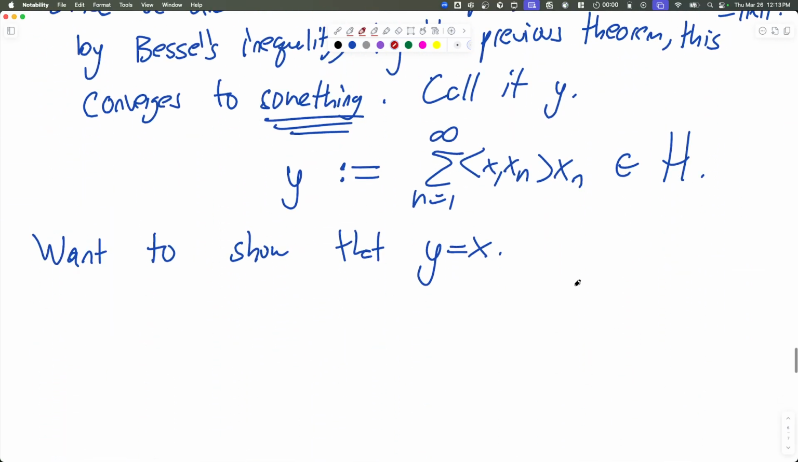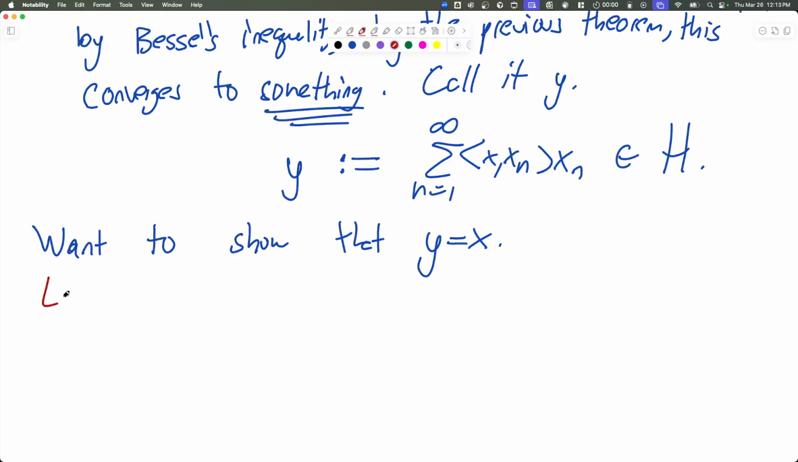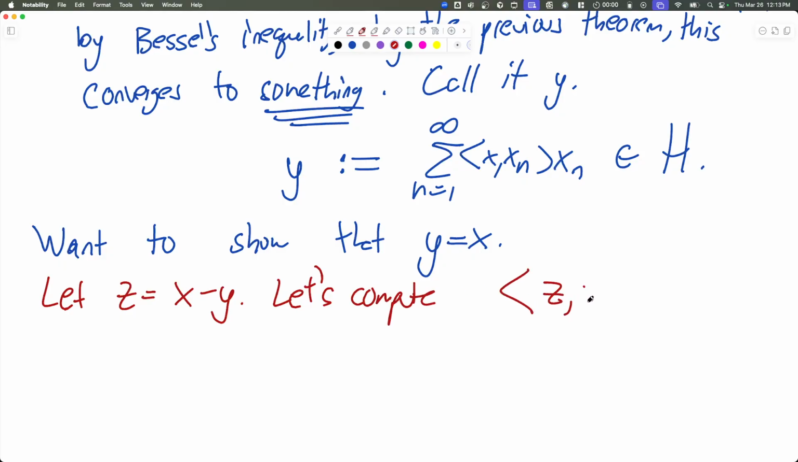Exactly. So this is what we're going to do. We're going to let z equal x minus y. Let's compute the inner product of z with xn, also known as x minus y with xn. We're going to see that this thing is 0. And because it's 0, by what we have, it must be that x minus y equals 0, and then x equals y. And we're done.